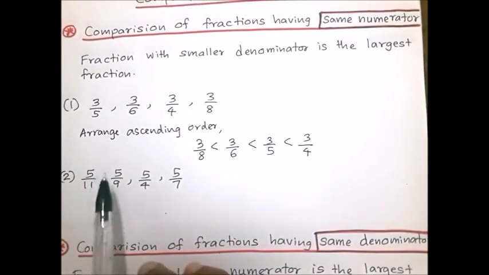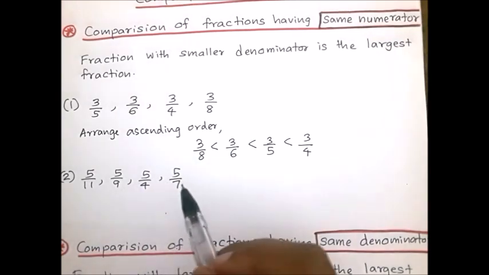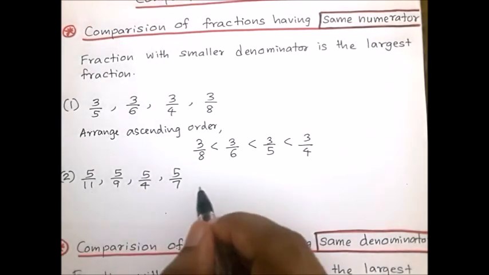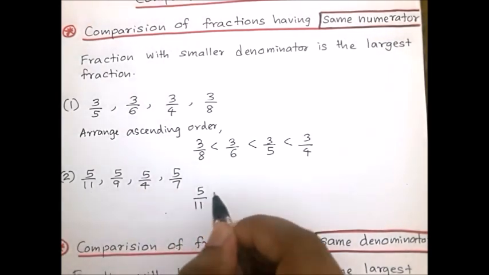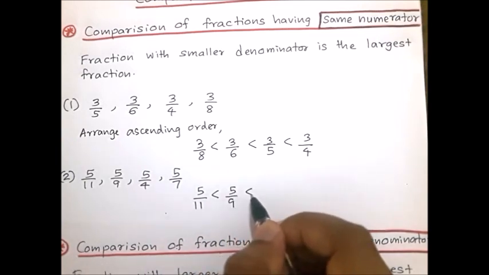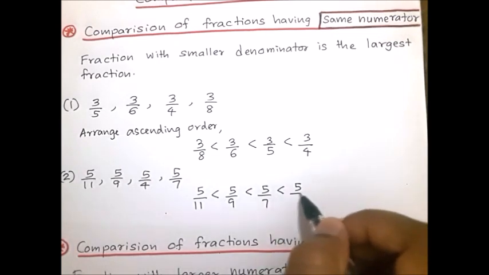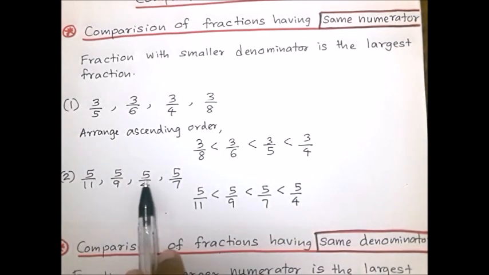It is also with same numerators. Numerator is 5. So arrange this in ascending order. Here smallest one is 5/11. And next one is 5/9. And 5/7. And largest one is 5/4. Largest one is the fraction with smallest denominator.